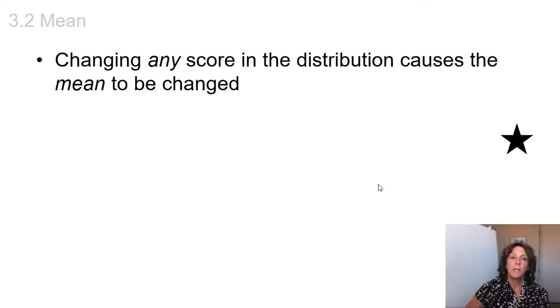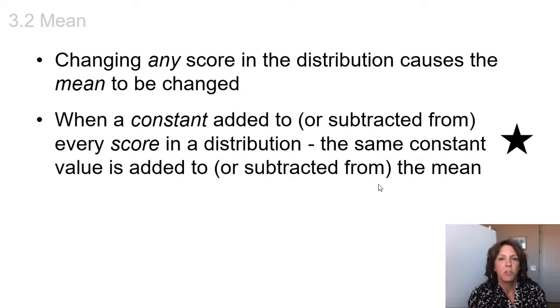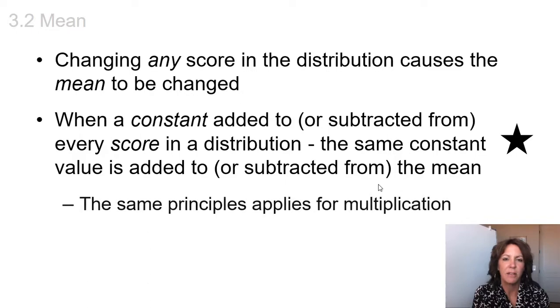Okay, so we're going to talk about a couple different rules about the mean. Changing any score in the distribution causes the mean to be changed. Okay, that makes sense. There's another rule. When a constant is added to or subtracted from every score in the distribution, the same constant value is added to or subtracted from the mean. We're going to work through some examples of this. So whatever is added to every score in the distribution is also done to the mean, and it's the correct mean. The same principle applies for multiplication.